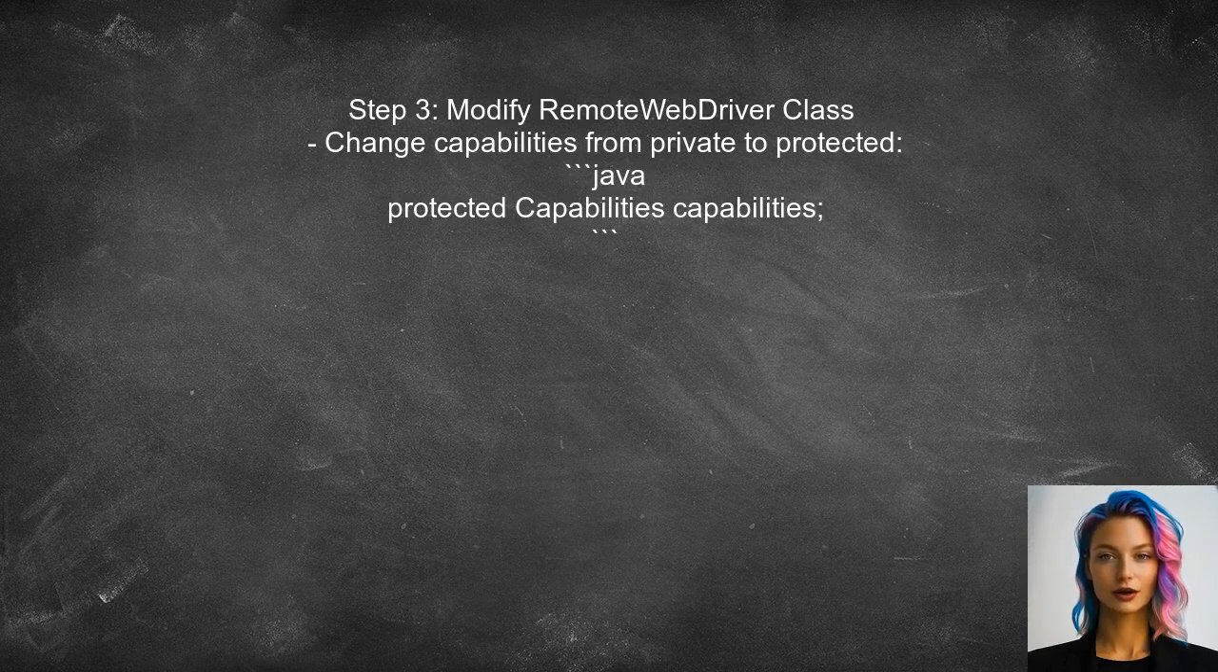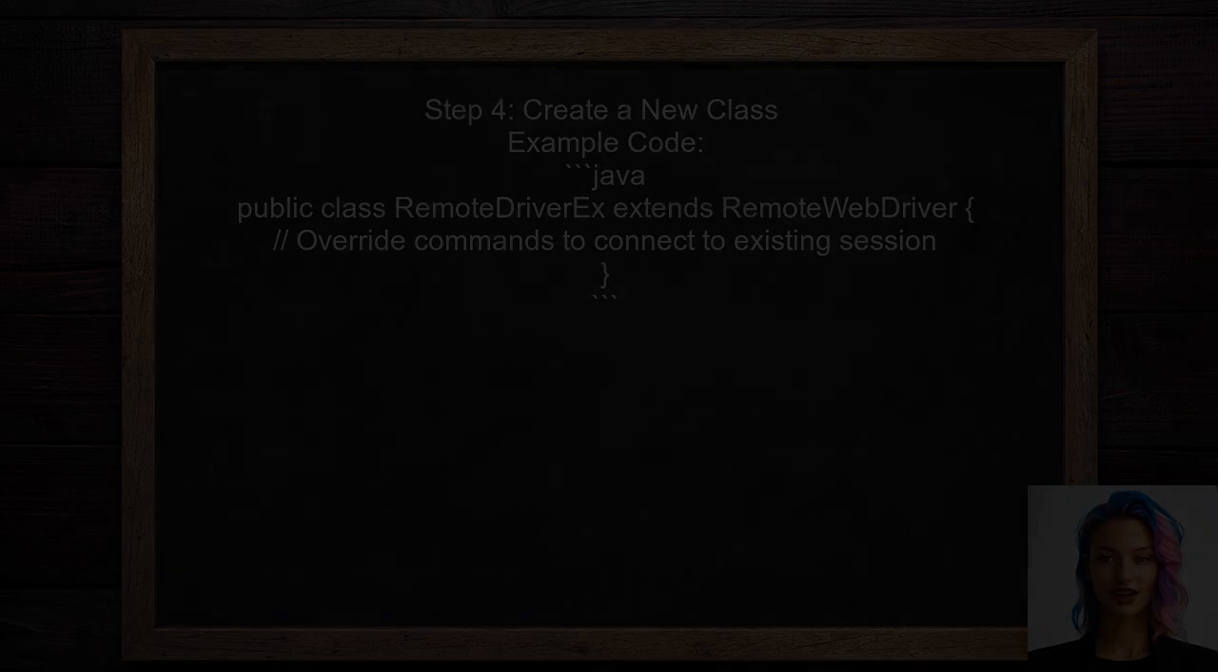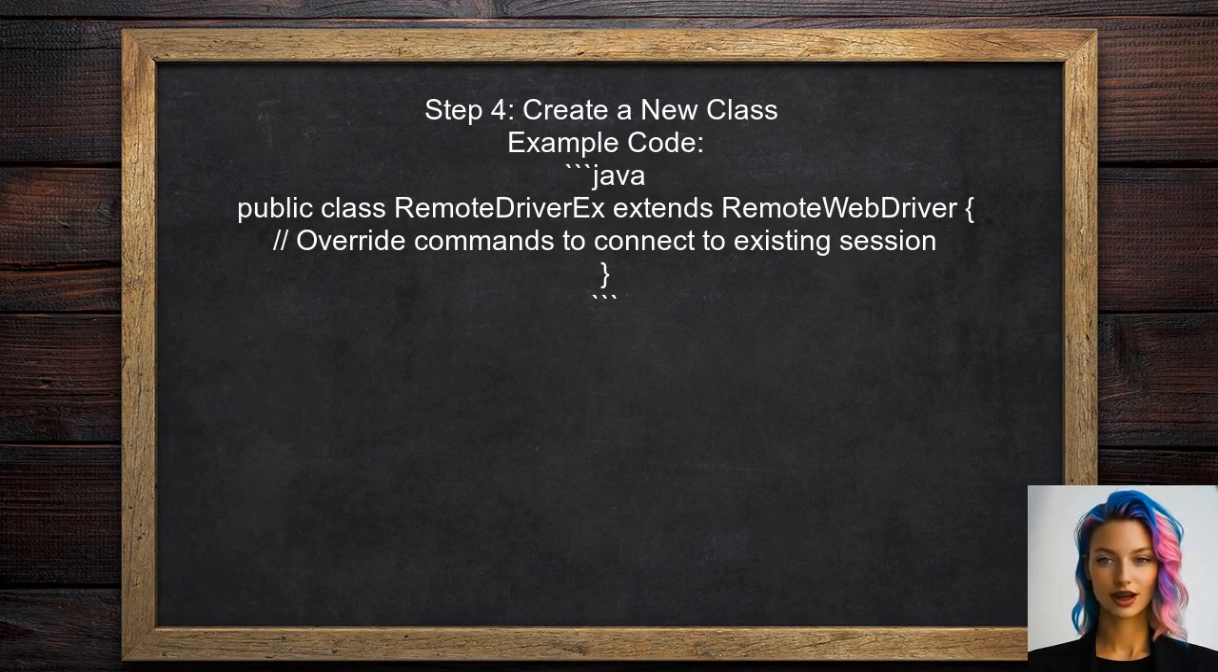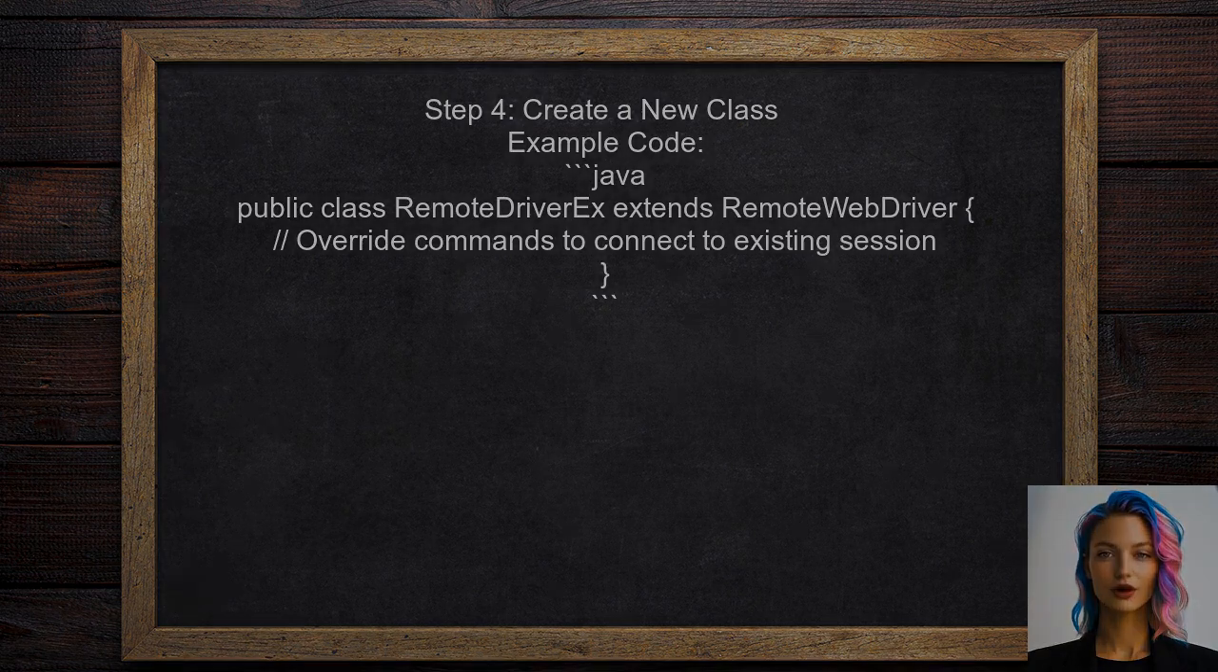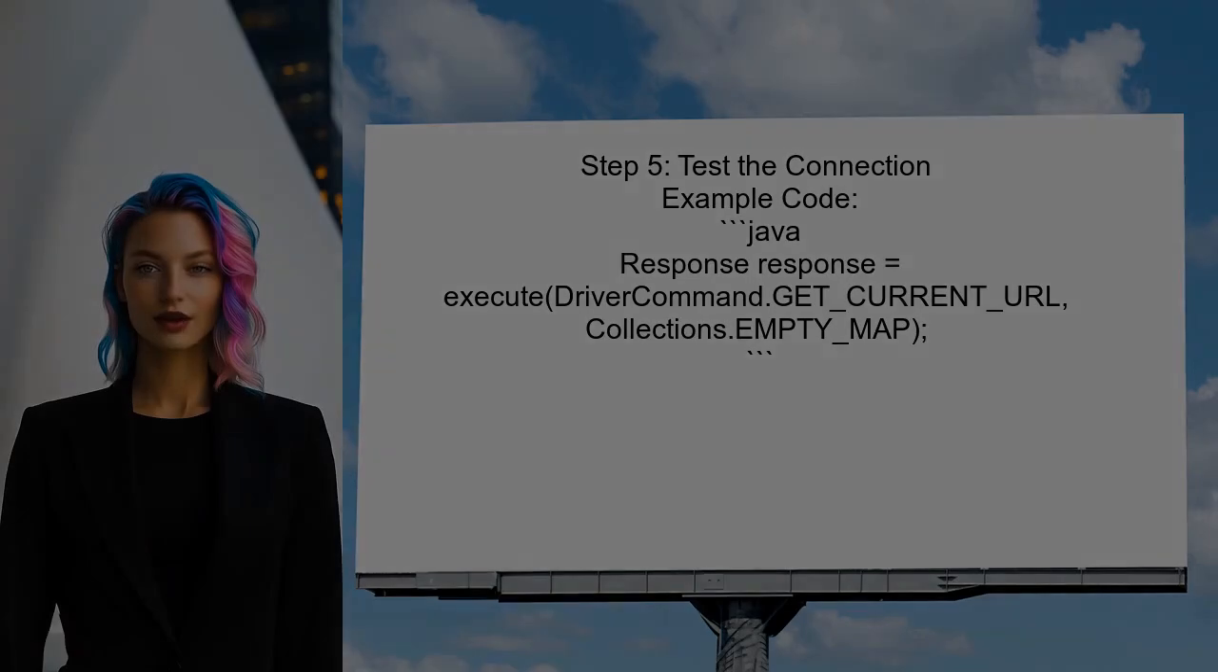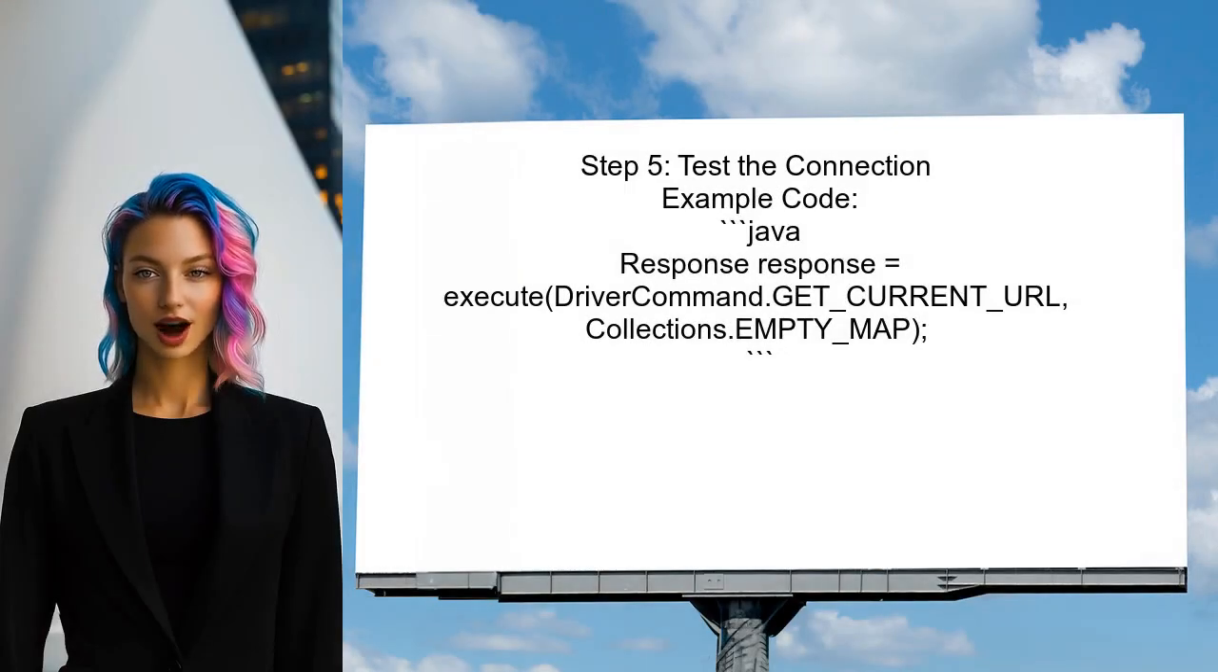After starting the session, the user should modify the remote WebDriver class to allow for connecting to an existing session. This involves changing the session capabilities. The user should then create a new class that extends the modified remote WebDriver. This class will handle the connection to the existing session by overriding the necessary commands. Finally, the user can test the connection by executing a simple command to retrieve the current URL of the existing session. This will confirm that the connection was successful.